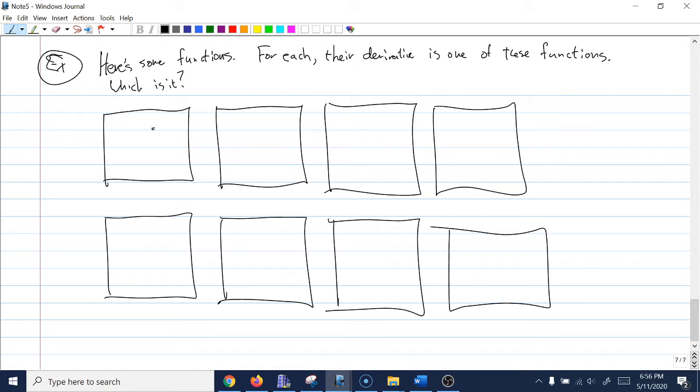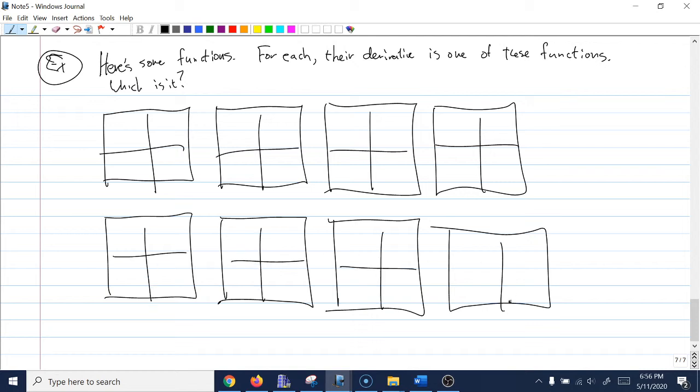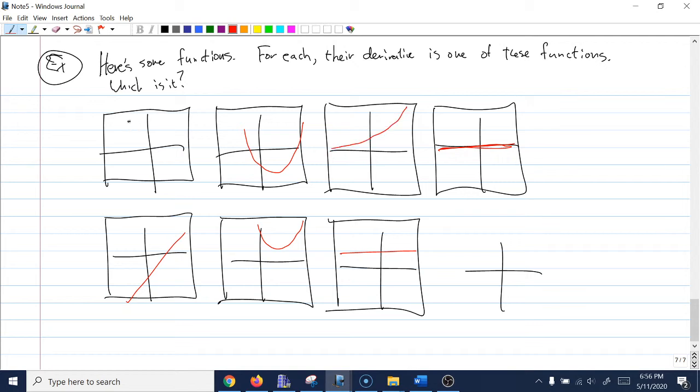So I'm going to sketch 8 functions real quick. I want to try and mix them up. Let's draw them all in red. Here's a function. Here's a function. Here's a function. Here's a function. Here's a function. Here's a function. Here's a function. And here's a function. I forgot to draw a square around that one.